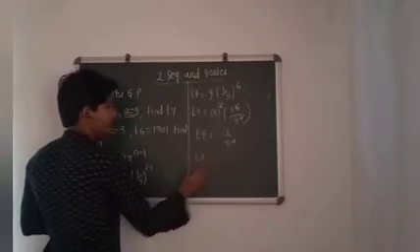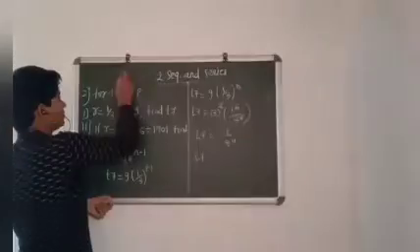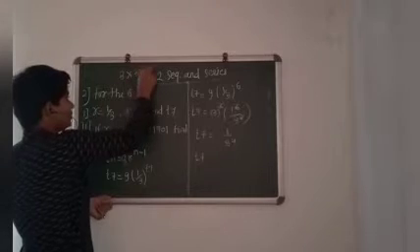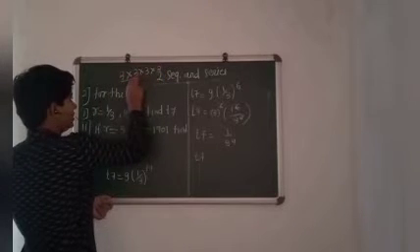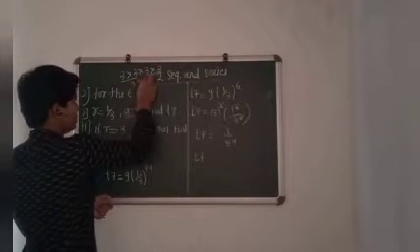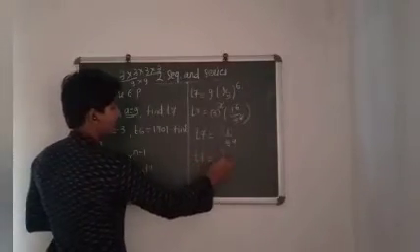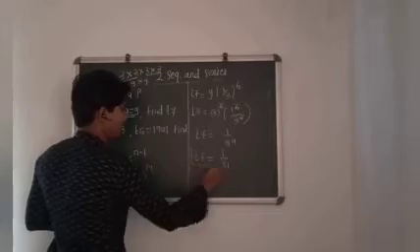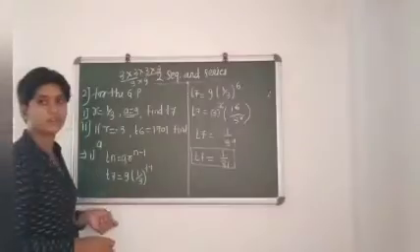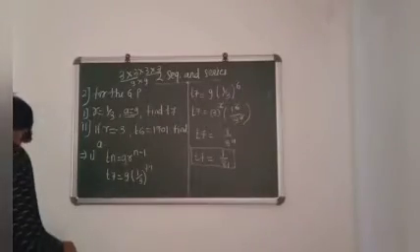That means 3 multiplied 4 times: 3 into 3 into 3 into 3. 3 into 3 is 9, and 3 into 3 is 9. Then 9 into 9 is 81. So T7 is equal to 1 upon 81. This is the 7th term of the geometric progression.